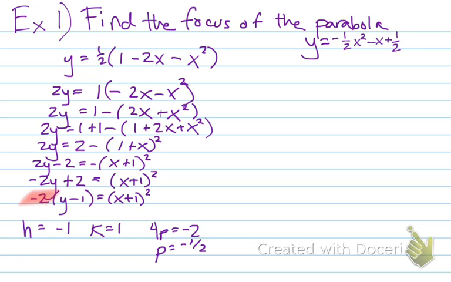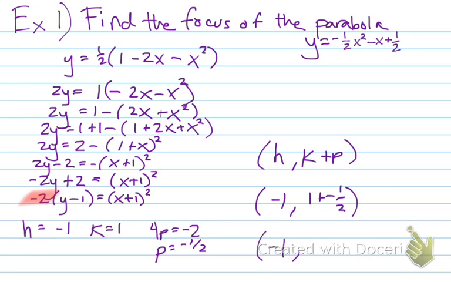And the directions say to find the focus. So the focus we wrote down is at the point h, comma, k plus p. So that would be at negative 1, comma, 1 plus negative 1/2, which is at negative 1, comma, 1/2. And that is the coordinates of the focus.